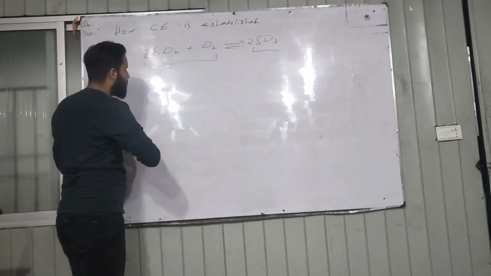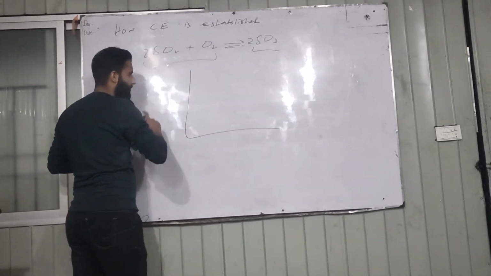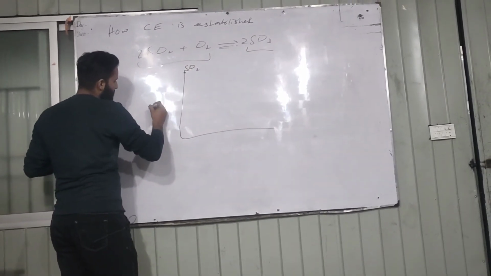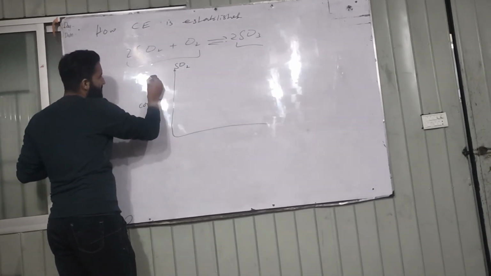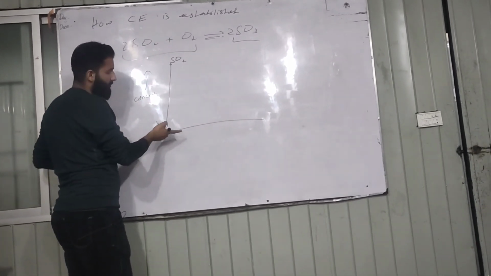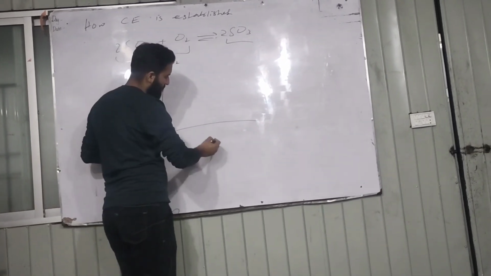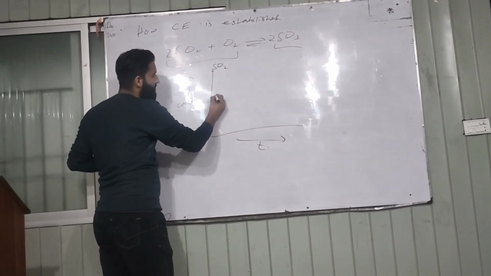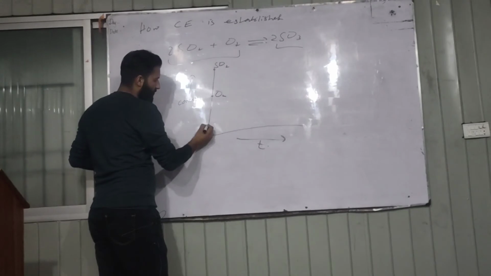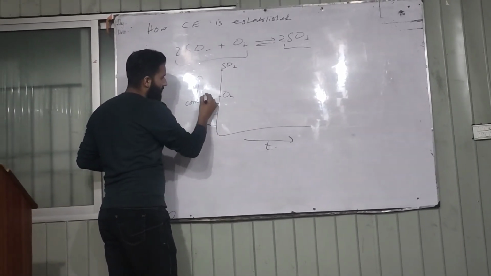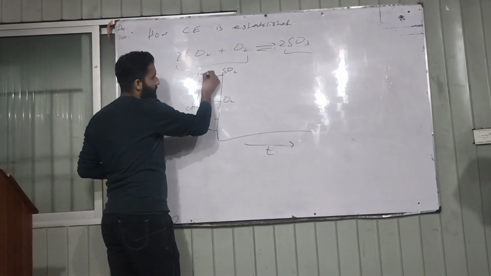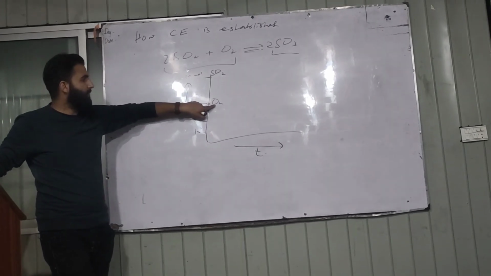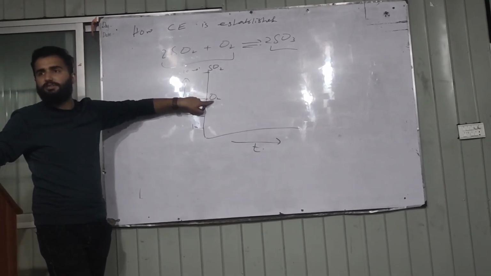Clear? Okay, I'm going to draw a graph here, where concentration is increasing from bottom to top and time is increasing from left to right. Here is the concentration of sulfur dioxide and this is the concentration of oxygen. This is 1 mole, this is 2 mole, this is 3 mole, this is 4 mole, and this is 10 mole.